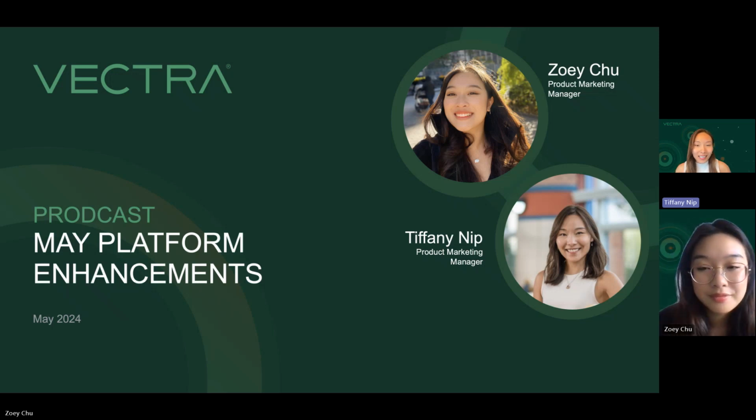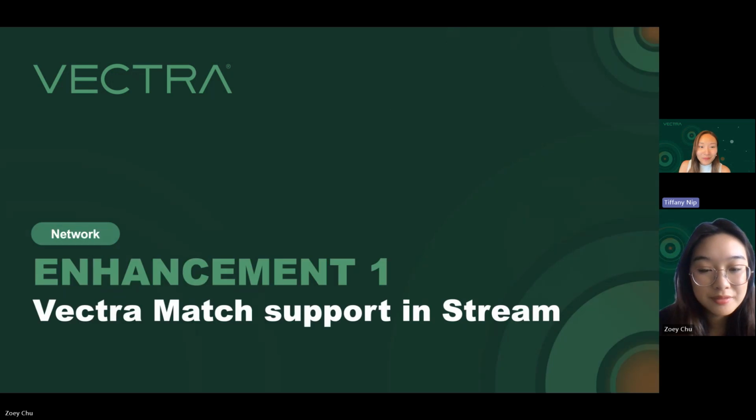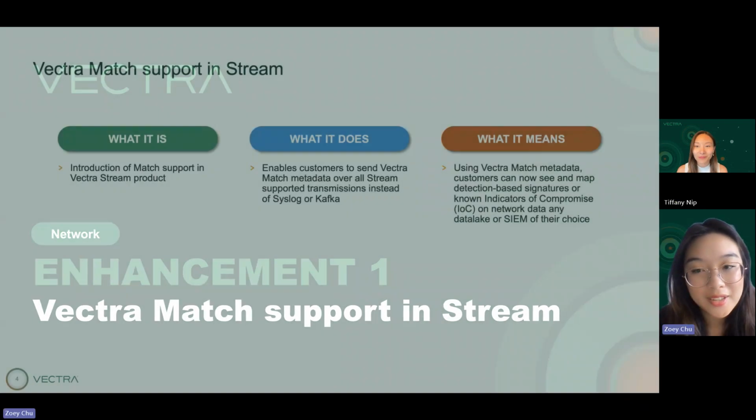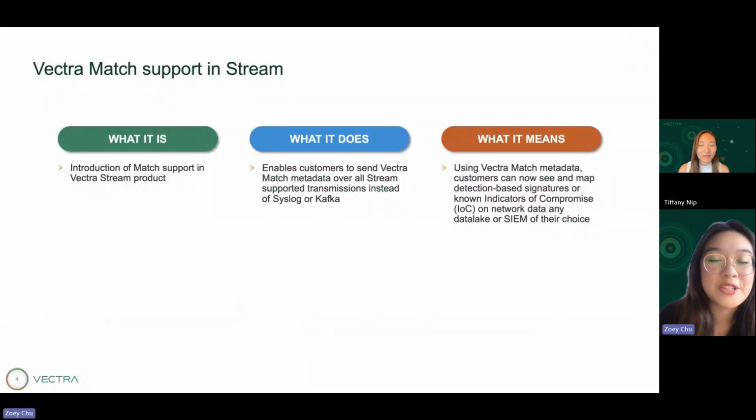So with that, Zoe, for the first enhancement, why don't you tell us what is this Vectra Match support in Stream? Yeah, like Tiff said, all these are enhancements to our already great product. Vectra Match support in Stream is the introduction of Match support in the Vectra Stream product, which enables customers to send Vectra Match metadata over all Stream supported transmissions. So instead of using Syslog or Kafka, it just goes directly via Stream.